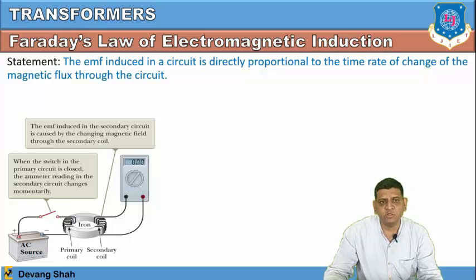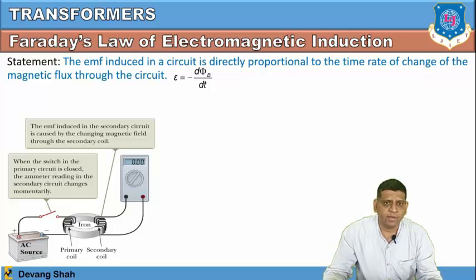The statement of Faraday's law of electromagnetic induction is that the EMF induced in a circuit is directly proportional to the time rate of change of magnetic flux through the circuit, and that statement in terms of an equation we define as E = -dφ/dt. There is a rate of change of magnetic flux with respect to time, and there is the induction of EMF. Here the negative sign shows that the induced EMF is in the opposite direction of the applied force, right? And that is defined as Lenz's law. So the polarity is given by Lenz's law, right?